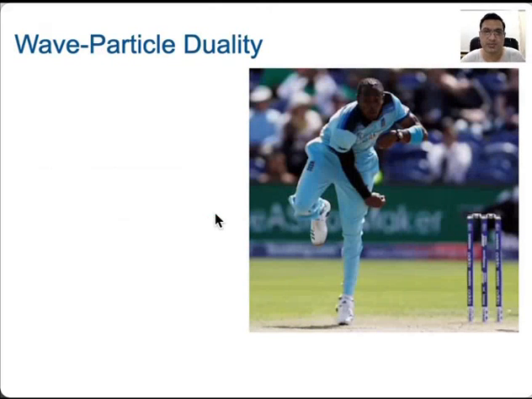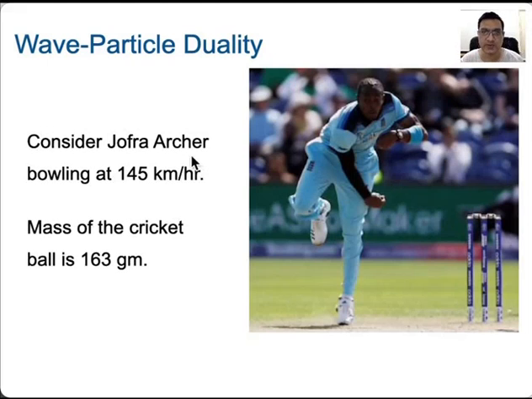Now let me go further into the de Broglie hypothesis. I'm sure you know this guy. This picture is quite famous. So here is Jeff Archer, and he's throwing the ball with a speed of 145 km per hour. And let's assume the mass of the cricket ball is 163 gram.